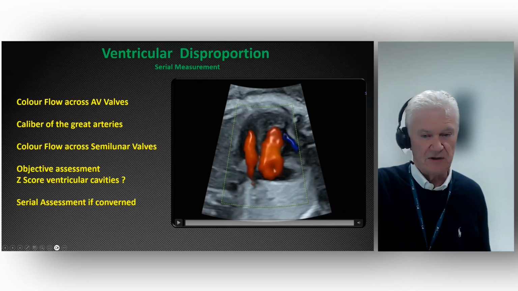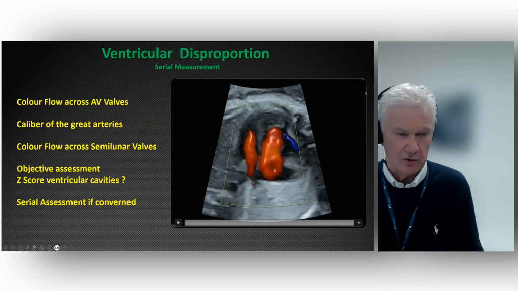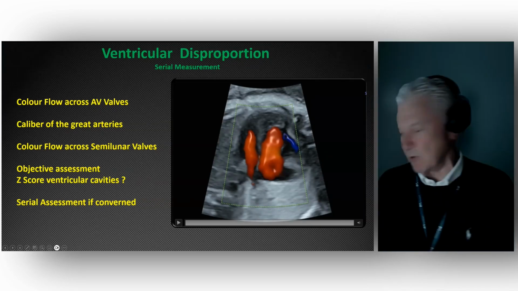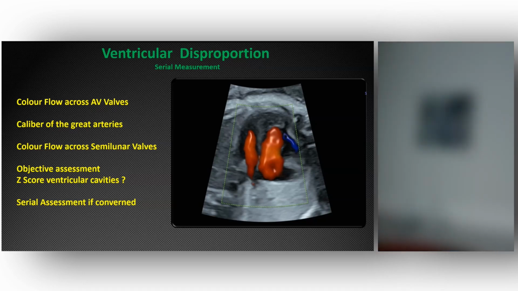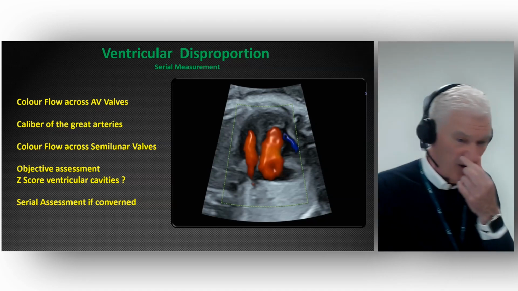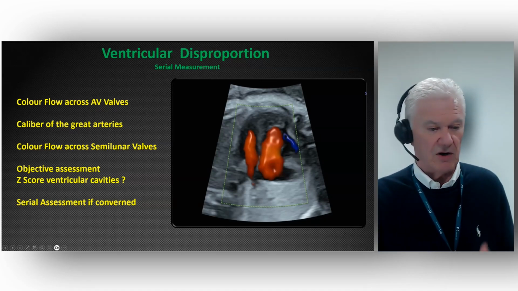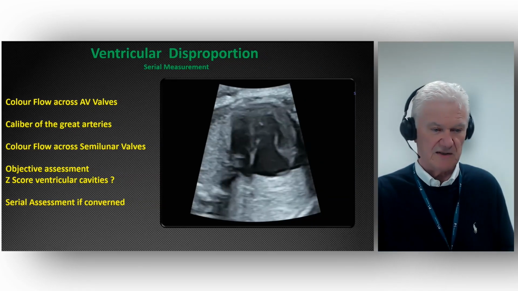I look, first of all, at the 5-section analysis of the heart, ensuring the integrity of all the normal structures are present. But most importantly, I look to see that there's laminar flow across the AV valves, and then I see that there's laminar flow across the semilunar valves. If I'm concerned after that, only then would I go ahead and do objective assessment.